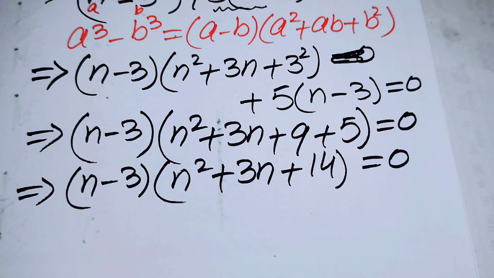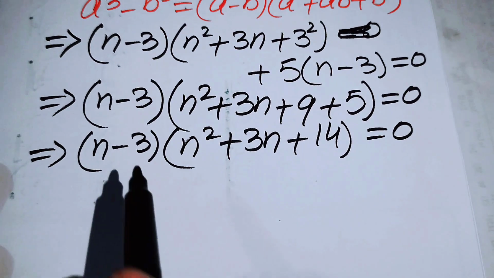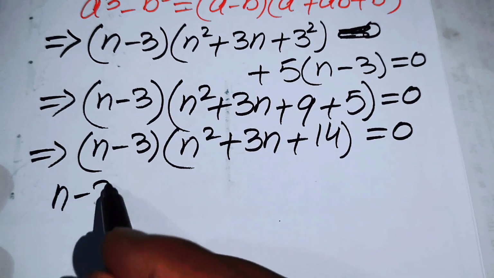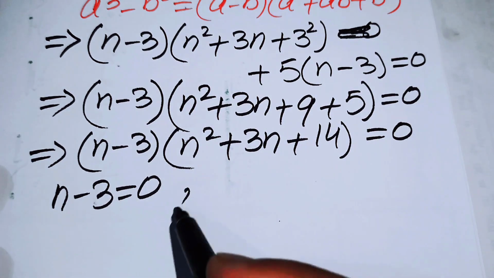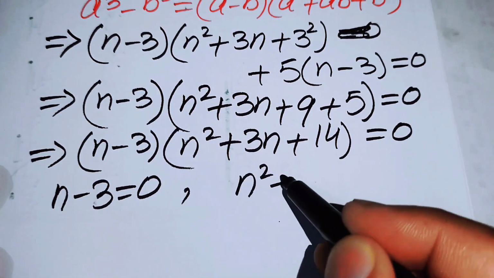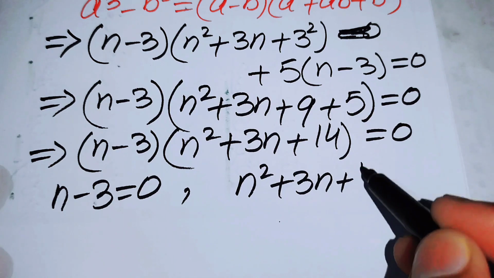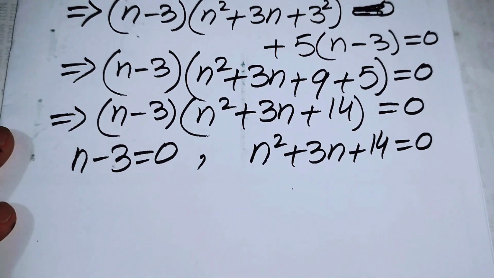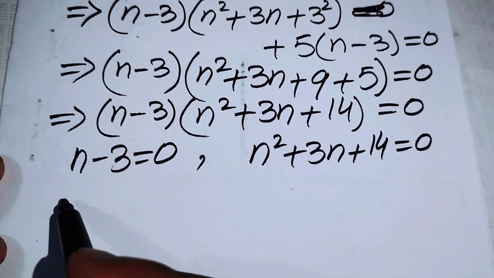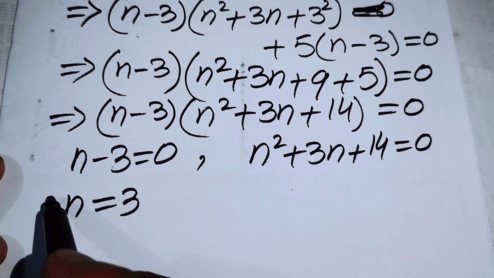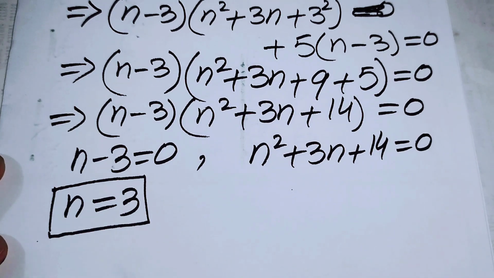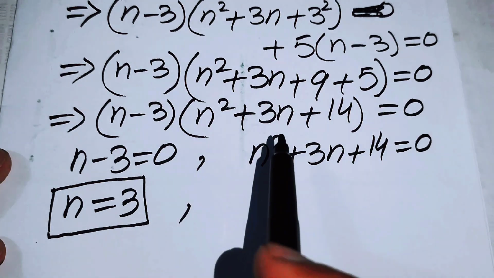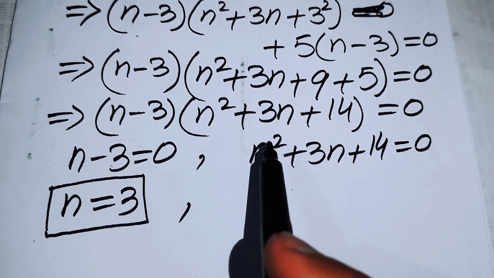And here we have two cases. The first case is we take n minus 3 is equal to 0, and the other case is we take n square plus 3n plus 14 is equal to 0. So in the first case we get the value of n is 3. This is the first real root of the given equation. Now in order to find the other real roots, we need to solve this quadratic equation.